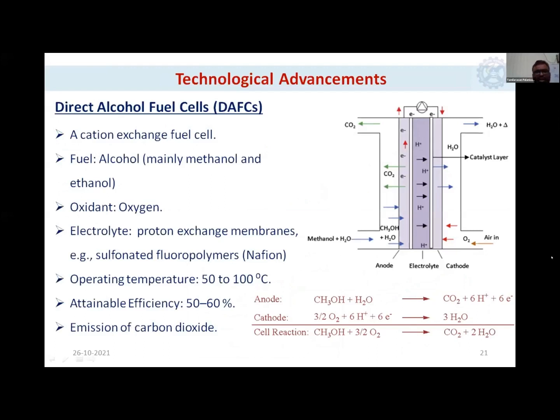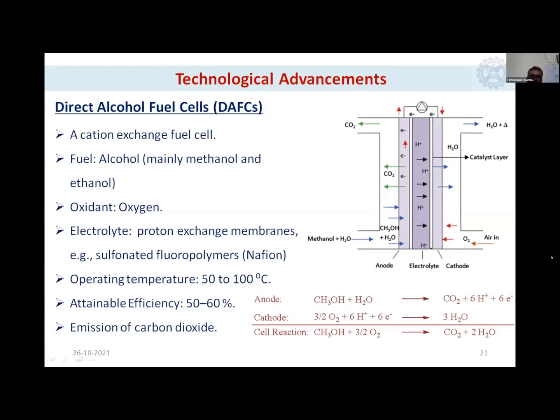Now, the direct alcohol fuel cell is actually a kind of proton exchange membrane fuel cell. There is no difference between the hydrogen fuel cell and direct alcohol fuel cells. The only difference is your fuel. There we use hydrogen as a fuel. Here we use methanol or ethanol as a fuel, generally alcohol. Okay. Here alcohol is a source of hydrogen.